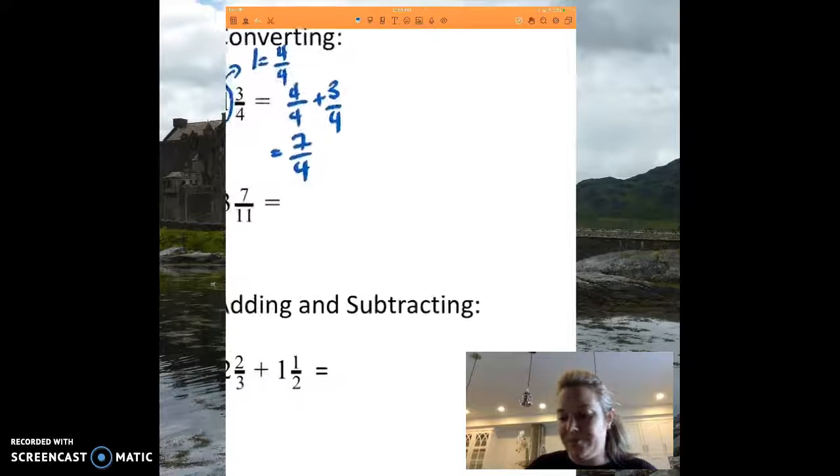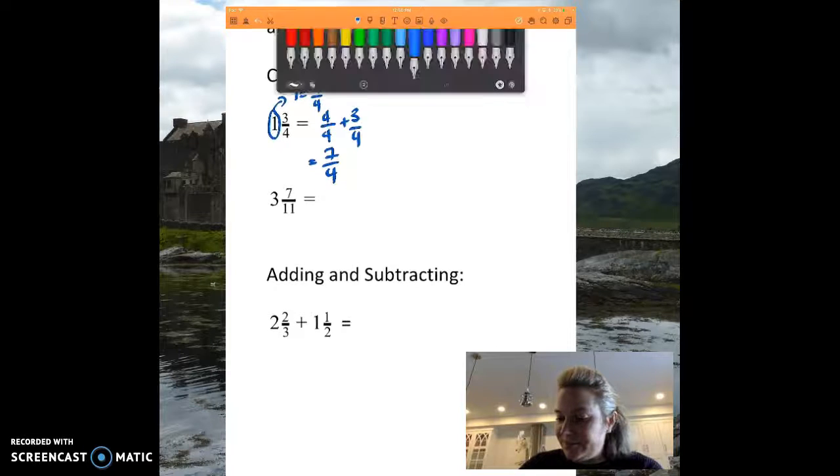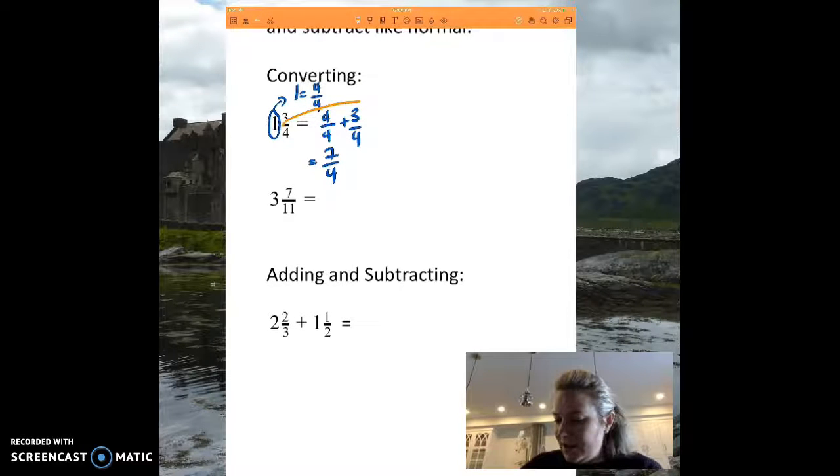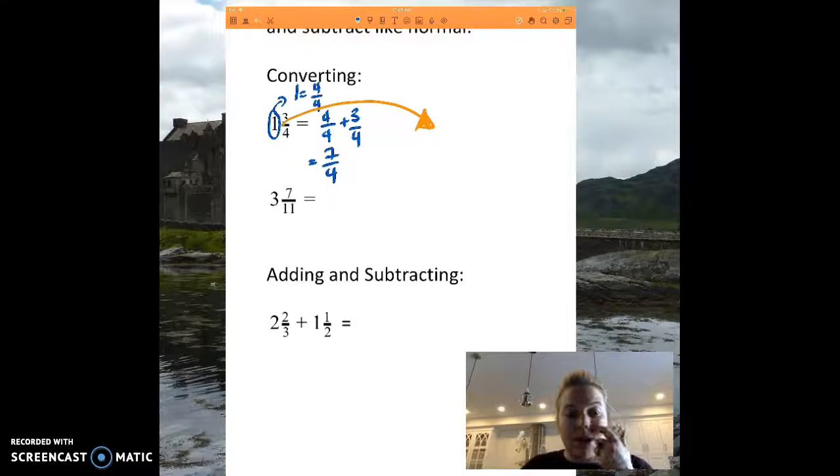All right? The interesting thing is there's a shortcut. All right? There's a shortcut that lets you do that really easily and really quickly. So you can do 1 and 3 over 4.